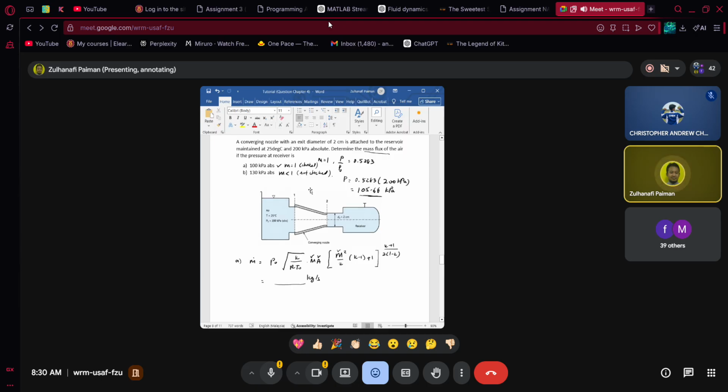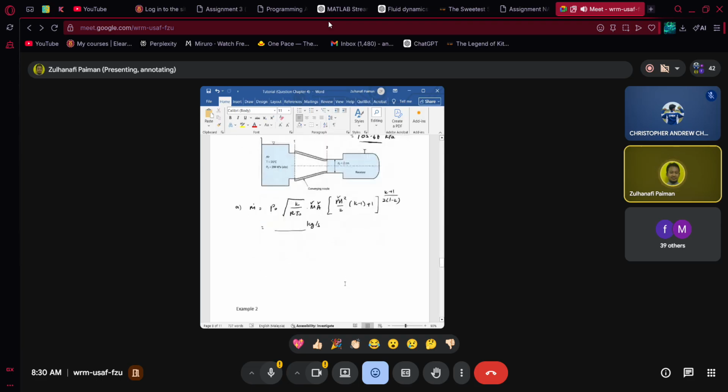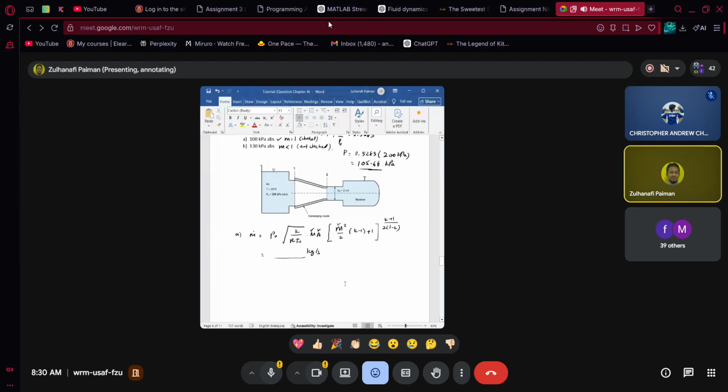So for this case, we have to determine the Mach number first. We know that the Mach number is less than 1, but we have to know exactly what the Mach number is. So how to find the Mach number? We can use the pressure ratio. We know the pressure at the back here is 130, so we can use this kind of equation. You can refer back to my lecture notes.